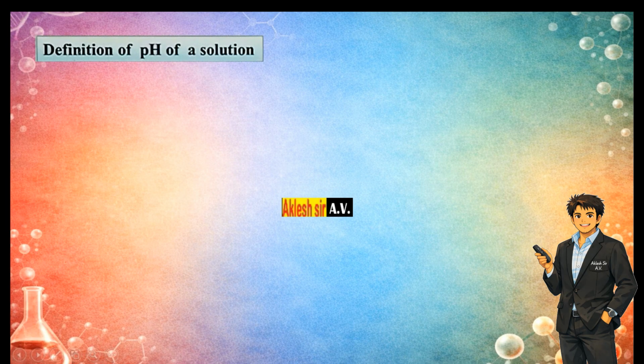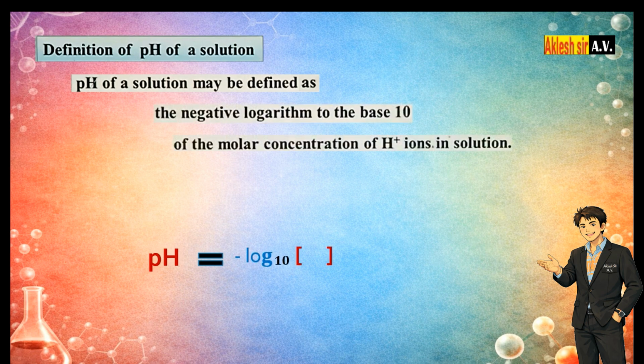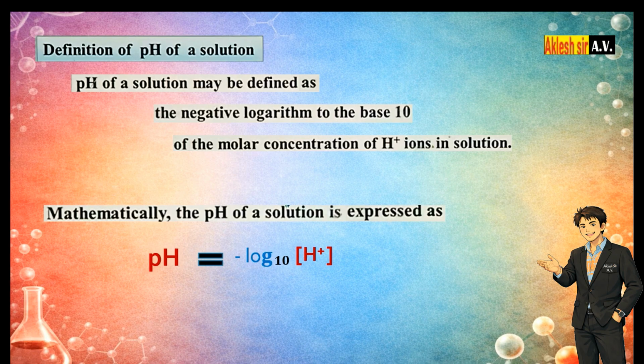The pH of a solution may be defined as the negative logarithm to the base 10 of the molar concentration of H plus ions in the solution. So mathematically, the pH of a solution can be expressed as pH is equal to the negative log to the base 10, the common log that we use, of the molar concentration of H plus ions in the solution.